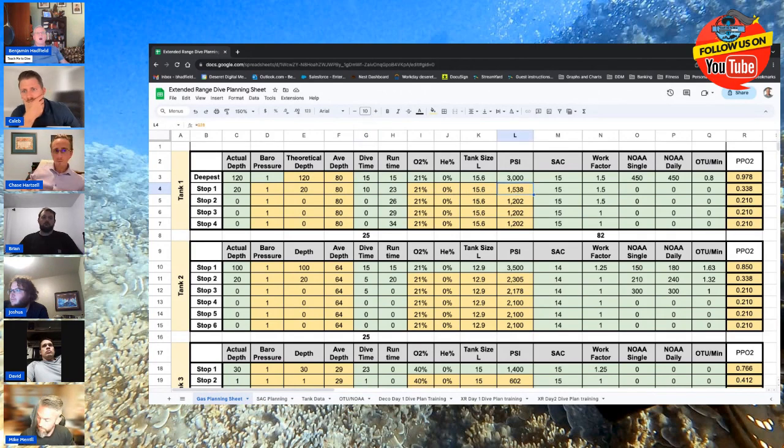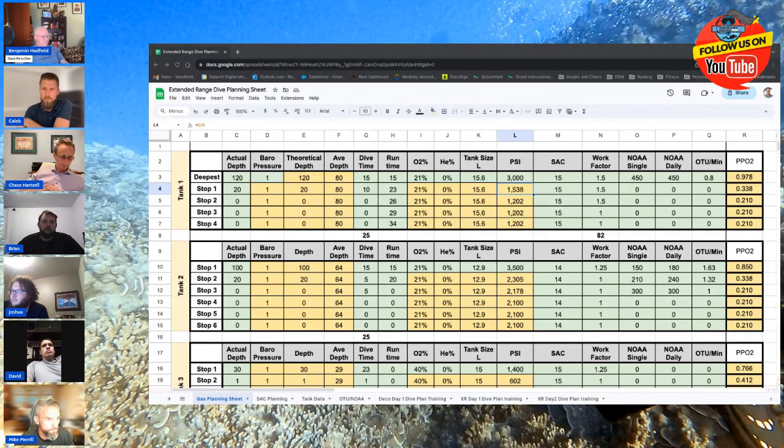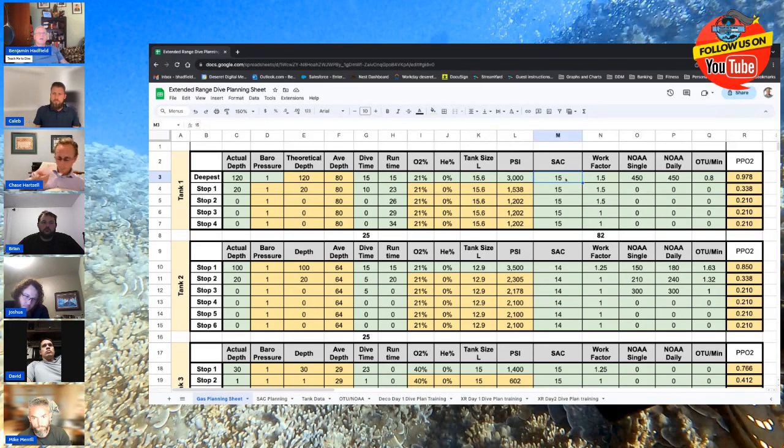So overall, how to look at that overall, it comes down to understanding your tank. What tank am I diving? What's my actual SAC rate? Now, the cool thing is I'm saying you guys are going to be 15 to 17. I know for me in sidemount, I'm closer to 8. Does that make a little bit of a difference? Just a little.